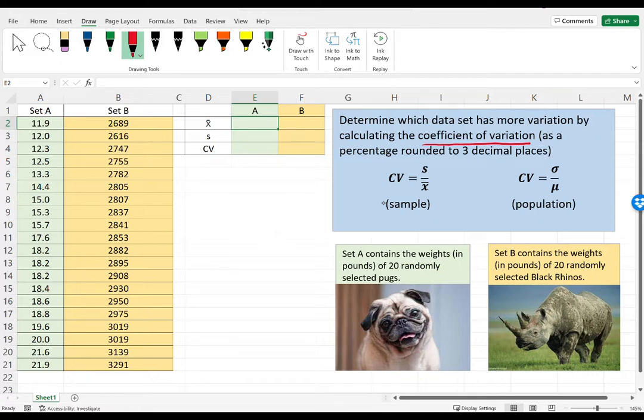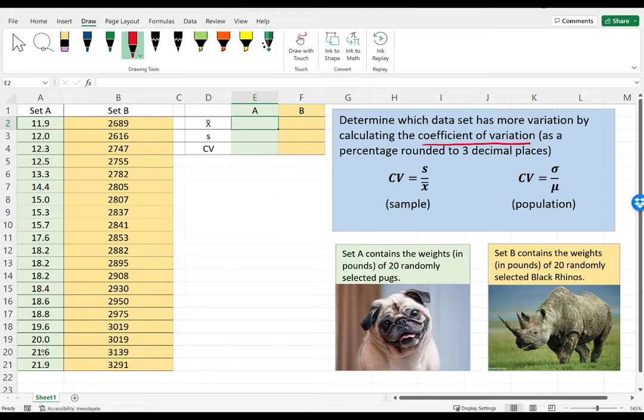Now, if we look at these two sets of data on the left-hand side, I have one highlighted green. That's the weight of 20 randomly selected pugs. This is a type of dog with a really squished up face. Now you look at that set, it's an ordered array, so they're in order from smallest to largest. All of those numbers are within about 10 pounds of each other, from 11.9 at the minimum, to 21.9 as the maximum. So they span about 10 pounds.